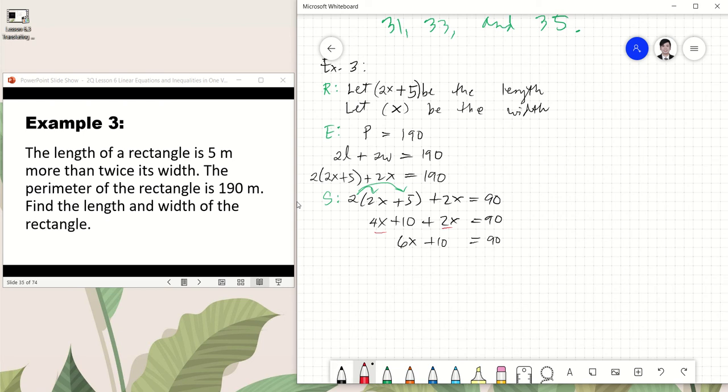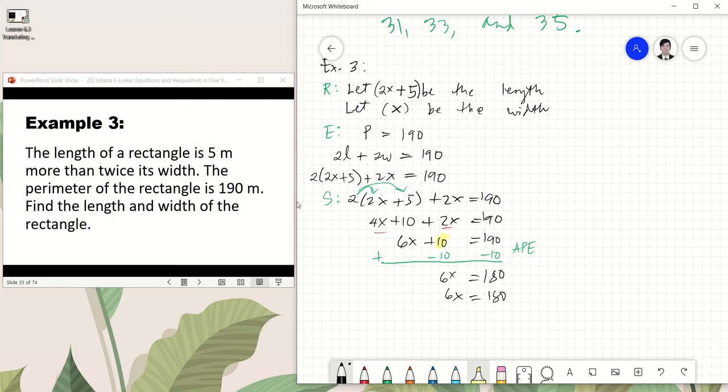Then, yung 10, walang variable x. That's our second term. So we need to add its additive inverse negative 10. So whatever you do on the left, do on the right. So that's APE. So you will get 6x for that. Sorry, 190 pala ito. So that's 190, 190, 190. So 190 minus 10 is 180.